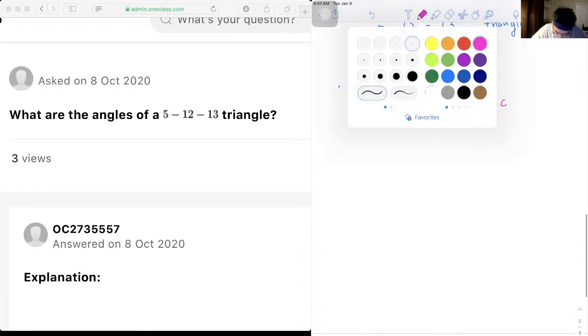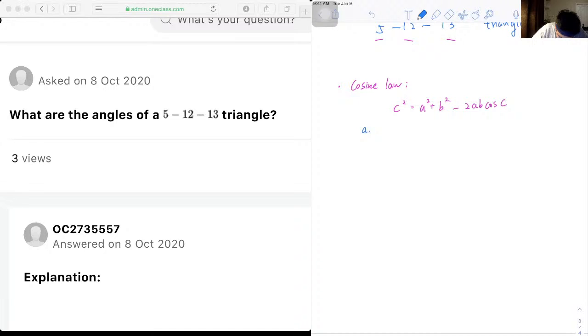I'll just write it down here. So a, b, c are the sides of the triangle, while big C is the angle opposite to side c. That should be small c. Okay.